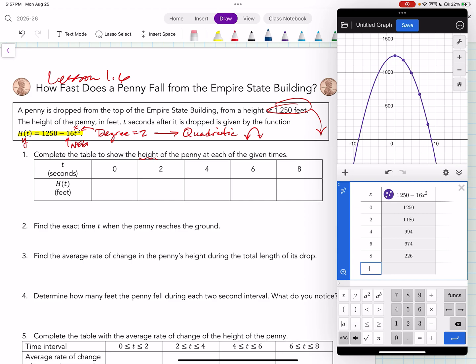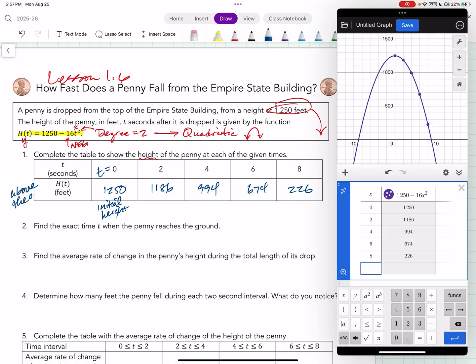So let's put these in. It starts off at 1,250 feet. This is the initial height at t equals 0. Remember, these are time values right through here. At 2 seconds, it's 1,186 feet above the ground. At 4 seconds, it's 994 feet above the ground. At 6 seconds, 674 feet above the ground. And then after 8 seconds, it's 226 feet above the ground.